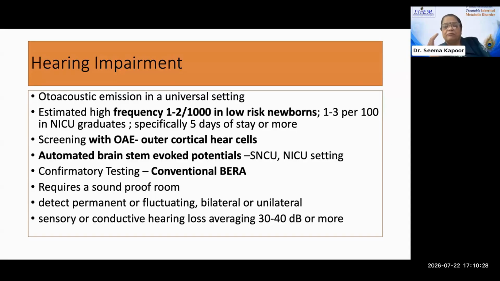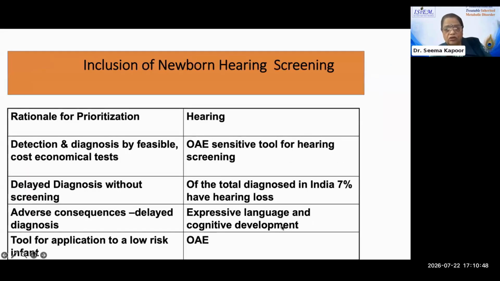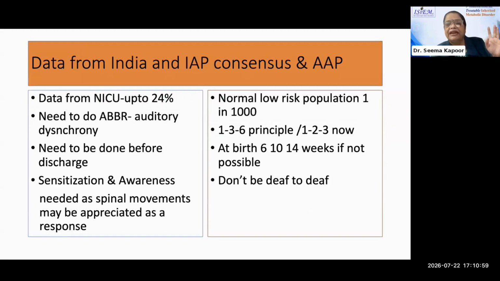And that usually happens when the baby is discharged from a sick newborn care unit or an NICU. And the confirmation is by a different technology, which is BERA, which requires a soundproof room. The hearing loss could be fluctuating, bilateral, unilateral, sensory, or conductive, averaging 30 to 40 decibels or more. At our age, we pick up children only after 9 years, 9 months of life, by the time they've lost their language. Right? So, up to 24% of babies may be deaf.